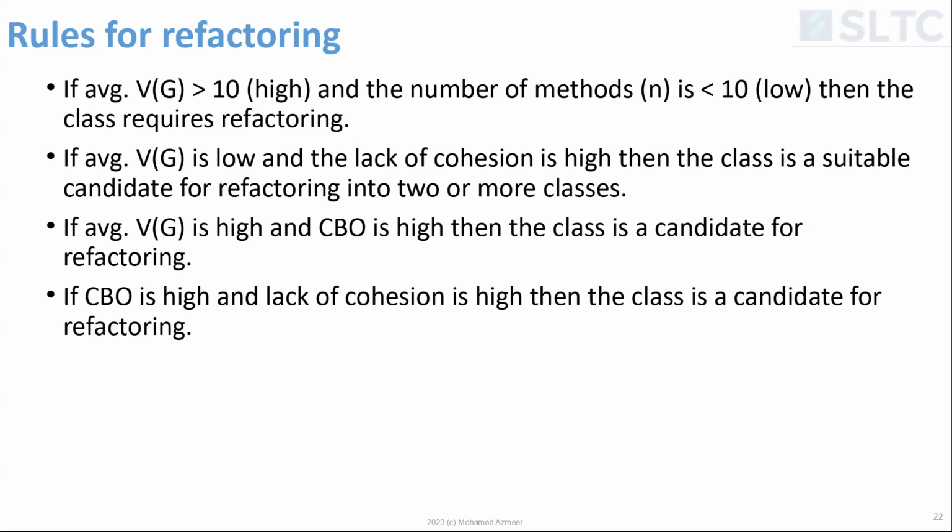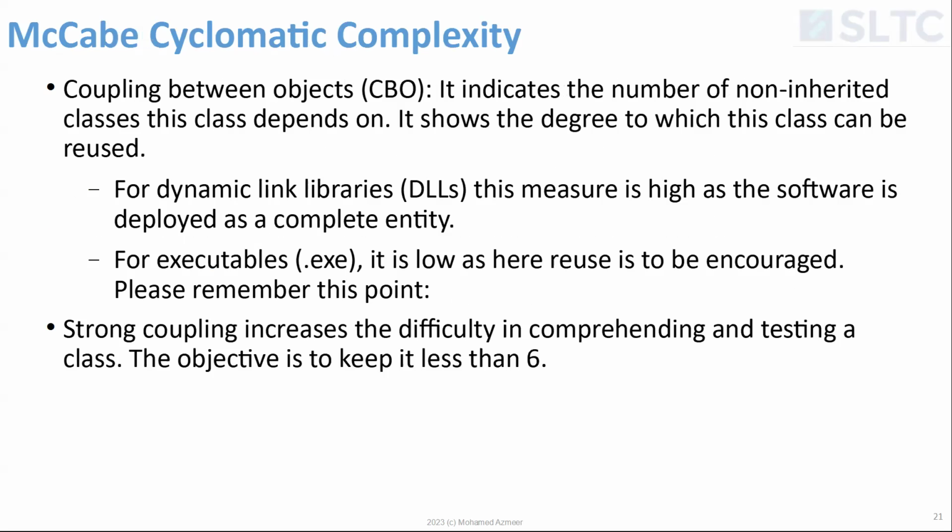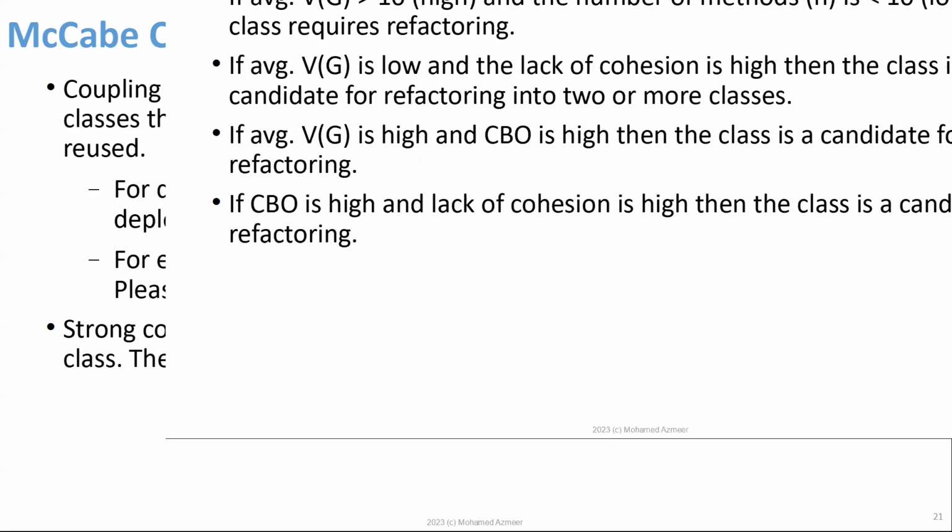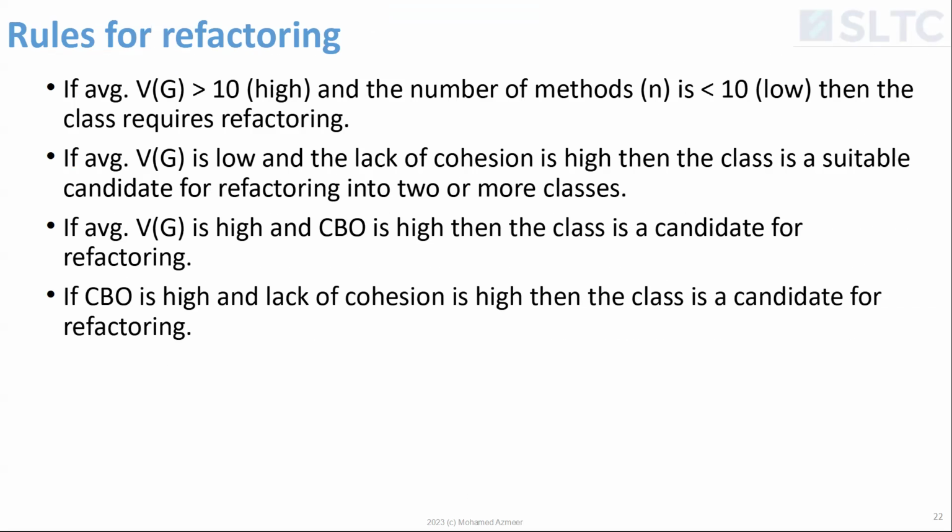Right? When the VG is high and also CBO is high, which is coupling between objects is also very high, then you need to again refactor your class. Or if the CBO is high and lack of cohesion, that means you have lots of functions which are not interconnected and whatnot. Again, you need to look at refactoring.